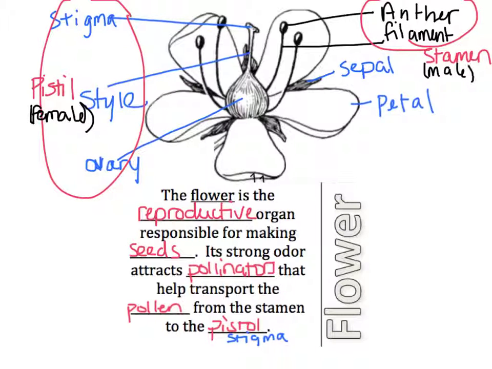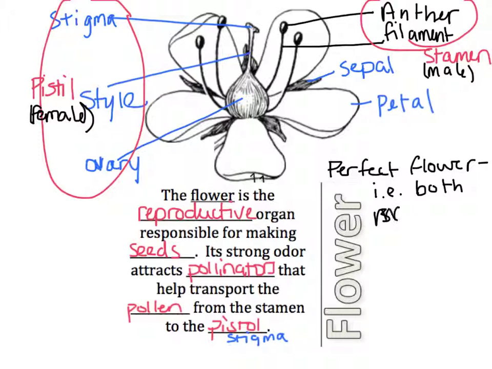Now, again, we know that this particular flower is a perfect flower because it has both the male and female parts. So I would maybe label that because at this point that's knowledge that you have. So it's a perfect flower, i.e., both male and female parts.